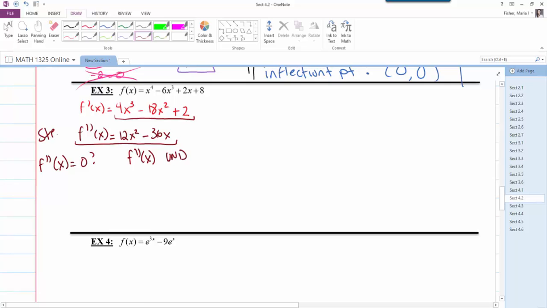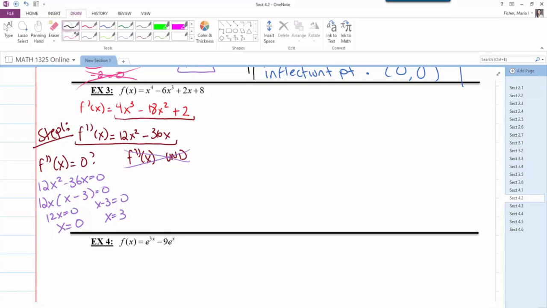This is all part of, recall, step number 1. So any place where I'm undefined? Well, no, this is a polynomial, so there's no place where I'm undefined. But where am I equal to 0? Set 12x squared minus 36x equal to 0, and let's solve for x. I can pull out a 12x because it's the greatest common factor, and I'd be left with x minus 3. Set both of those equal to 0: 12x equal to 0 and x minus 3 equal to 0. Divide by 12, and I get x is equal to 0. Add 3, and I get x is equal to 3. So the two numbers that I get there are 0 and 3.